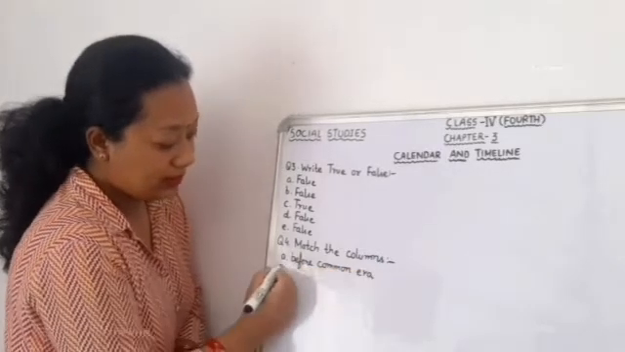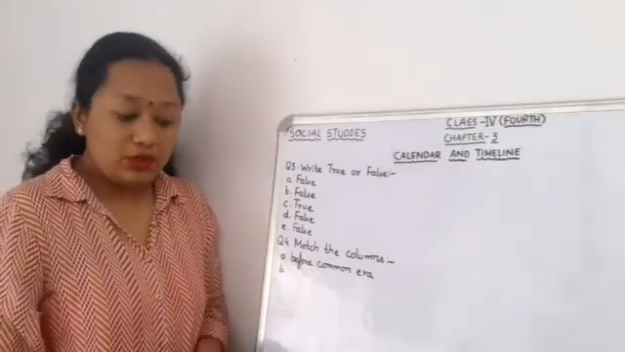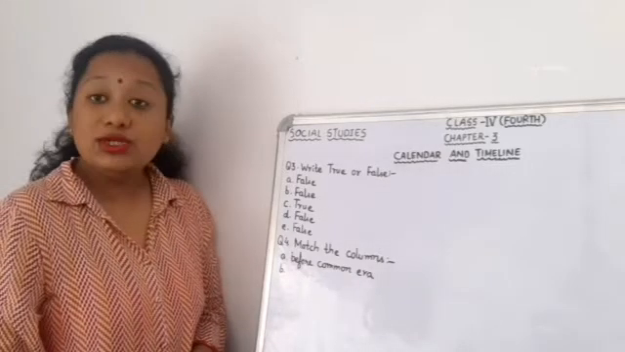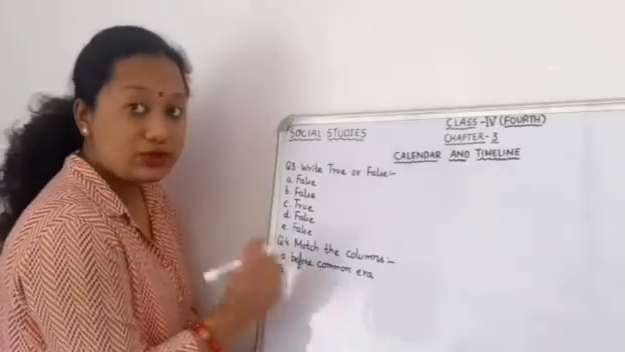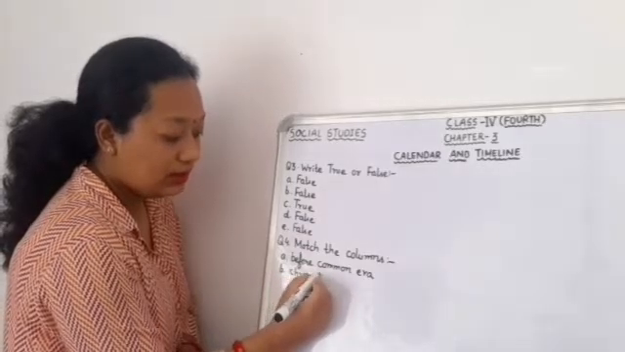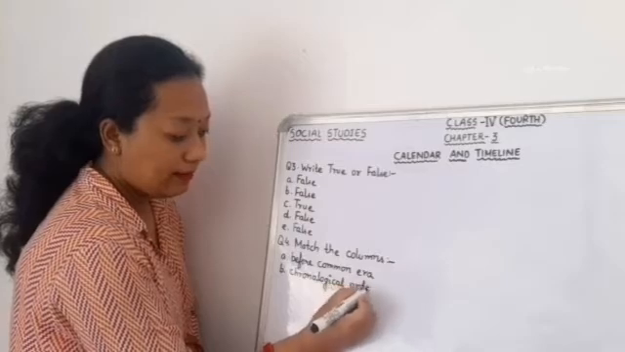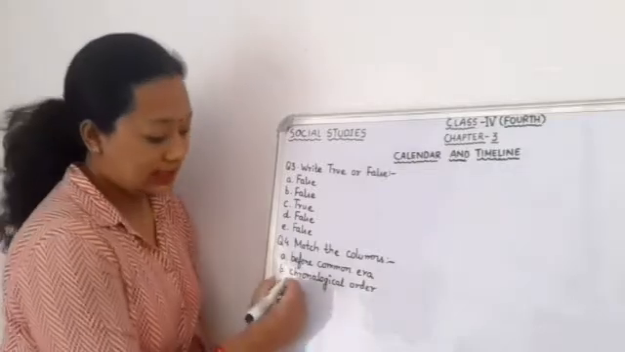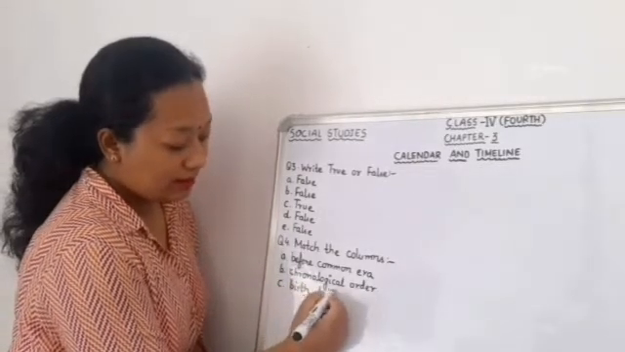Number 2, timeline. Timeline is what? Birth of Jesus Christ? No. Used all over the world? No. Chronological order. Chronological order means sequencing, so a timeline is based on sequencing. Then comes number C, 1 CE. Birth of Jesus Christ? Yes. 1 CE means this is the birth of Jesus Christ.